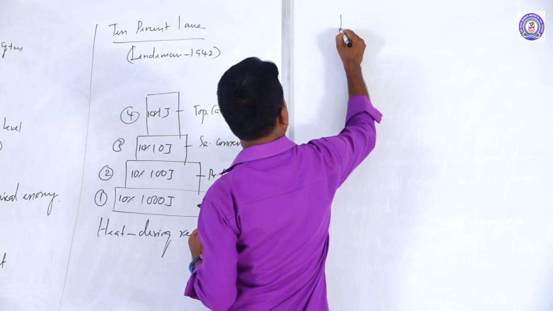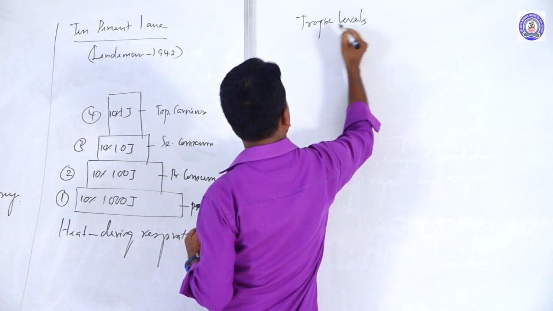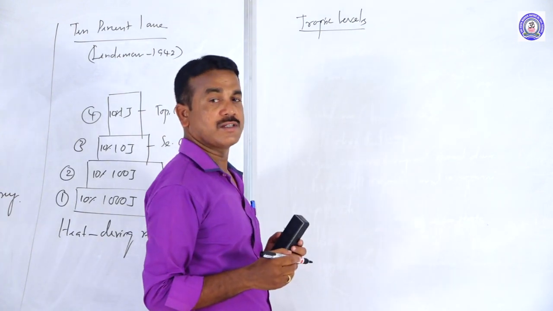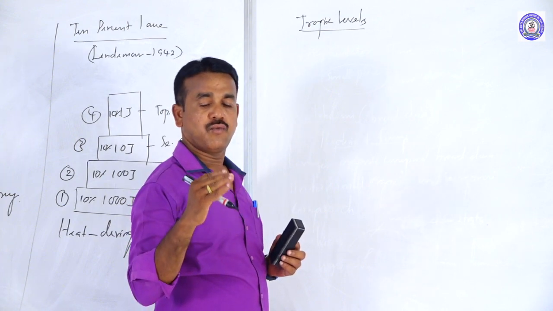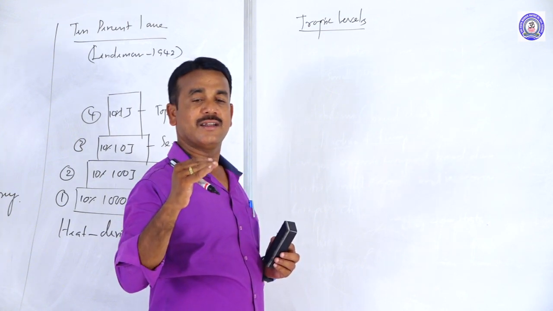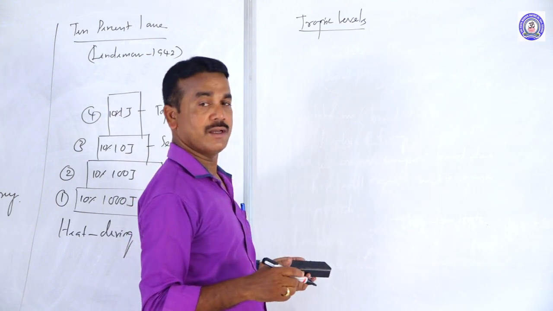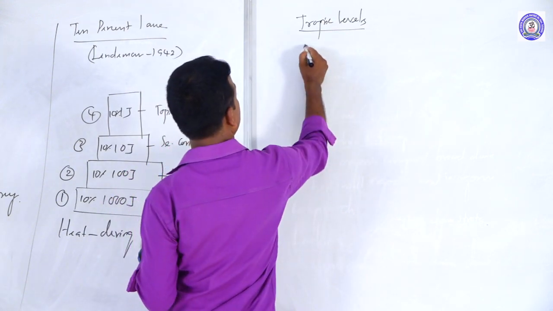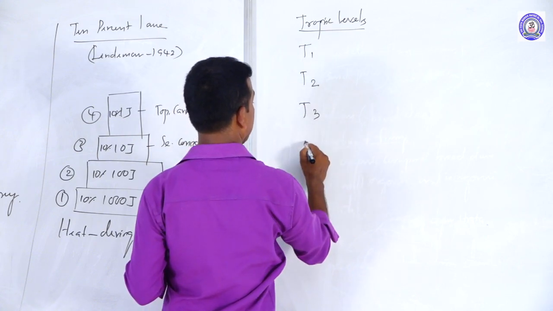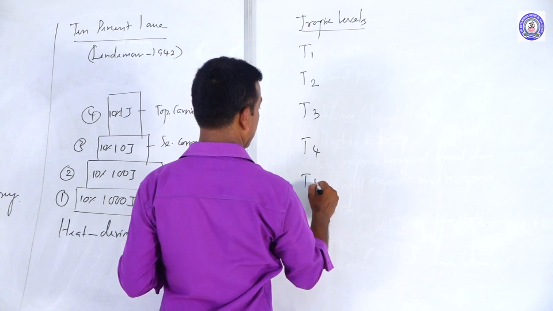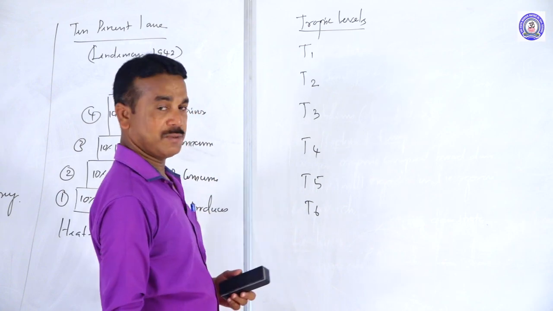The next topic is commonly called trophic levels. What is the definition of trophic levels? The position at which food exists in successive steps is commonly called a trophic level. The trophic levels can be classified as T1, T2, T3, T4, T5, T6. The number of steps is given.